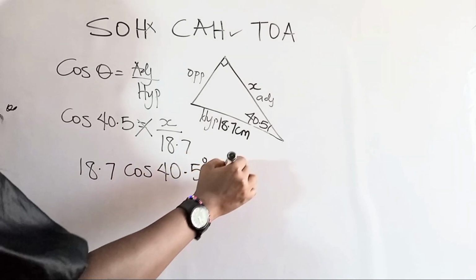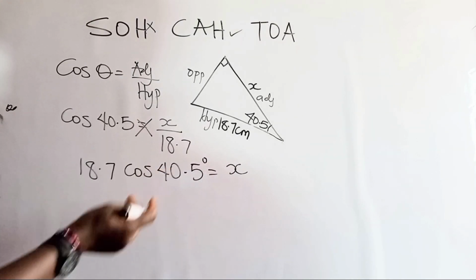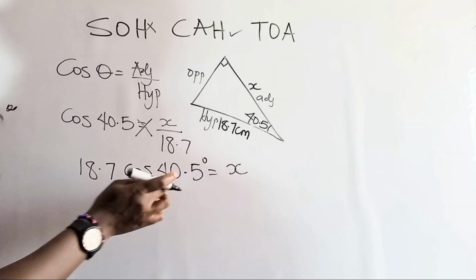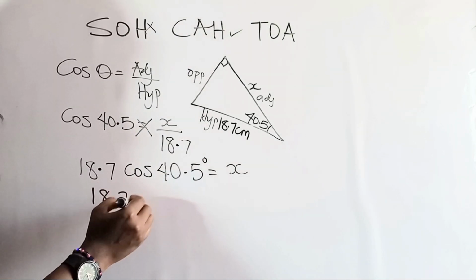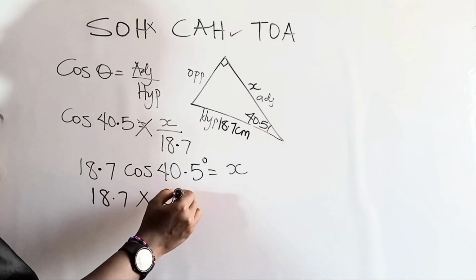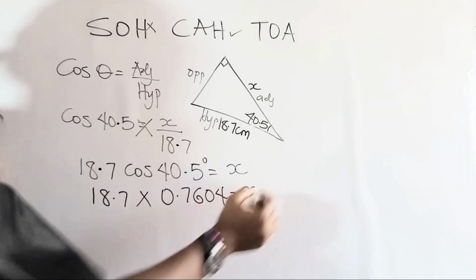40.5 degrees equals x. If you choose to use your calculator to find cos 40.5, or you use your cosine table of values, you have 18.7 times cos 40.5, and cos 40.5 gives you 0.7604, and this equals x.